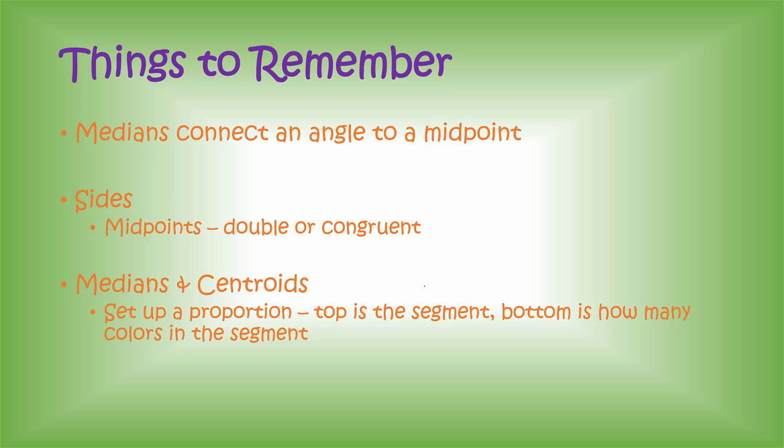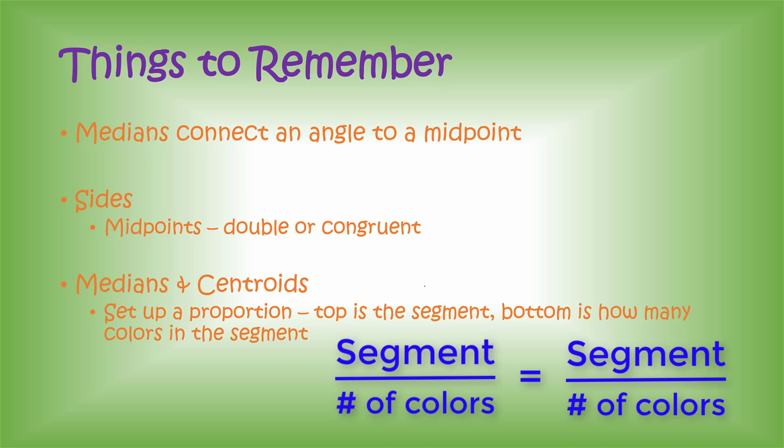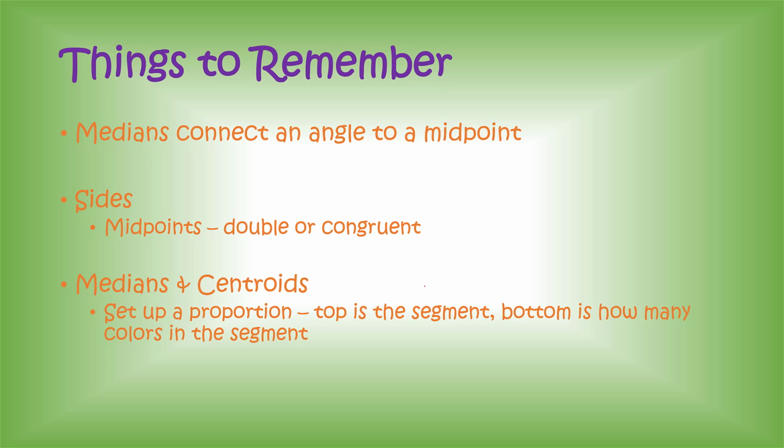So a few things to remember. Medians connect an angle to a midpoint, and those midpoints are on the sides. So anytime you're using the sides, you're going to have the doubling feature or you're going to be congruent. And that depends on, do you have the two different pieces or do you have the whole thing in one piece? And we also have our medians and centroids. And the key to this is going to be setting up that proportion. The top of the proportion is your segments, and the bottom is how many colors fit into that segment. And then you go ahead and solve. That's all you need to remember and focus on for this lesson are those things right there. And that's it for medians.